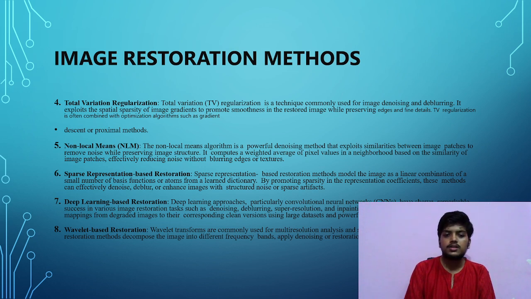Deep learning based restoration. Deep learning approaches, particularly convolutional neural networks (CNNs), have shown remarkable success in various image restoration tasks, such as denoising, deblurring, and super resolution. These methods learn an end-to-end mapping from degraded images to the corresponding clean versions using large datasets and powerful neural network architectures.